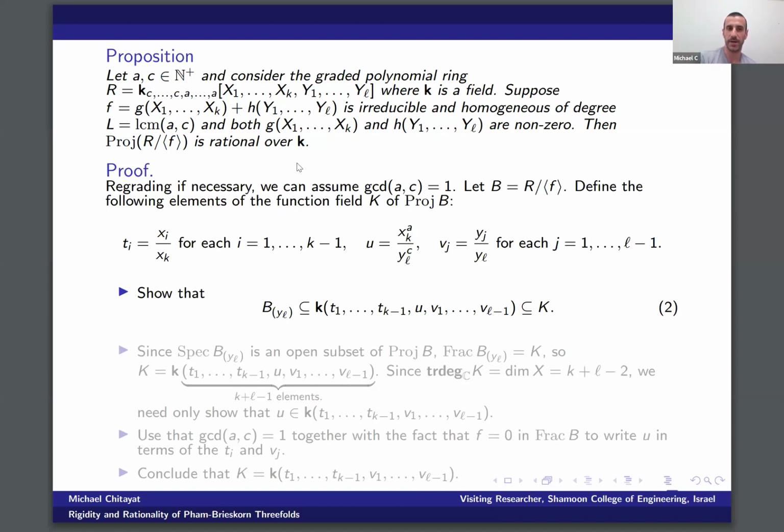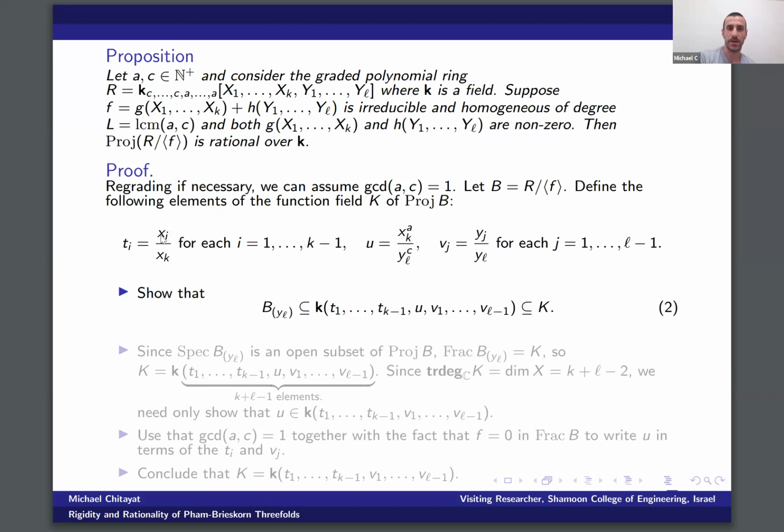There are things that need to be checked, but regrading if necessary, we can assume that the GCD of A and C is 1. And we let B be our graded ring. We define the following elements of the function field K of Proj B. We let Ti be all of these fractions: x1 over xk, x2 over xk, x3 over xk, all the way up to k minus 1. Then we do the same thing for the y's: y1 over yl, y2 over yl, y3 over yl, all the way up to l minus 1. And this special element u, which is xk to the a over yl to the c.